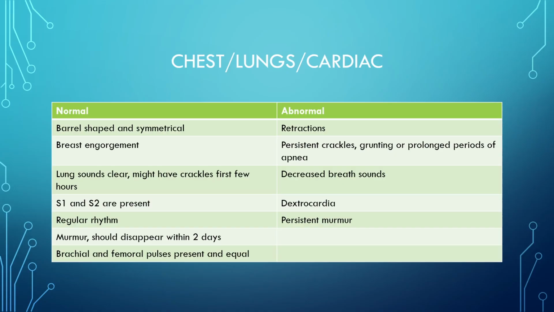Abnormal findings would be if you notice retractions when they're breathing. So you're looking at their chest, and every time they take a deep breath, the chest kind of sinks in a little bit. Maybe you see the rib cage or something like that. Persistent crackles that don't go away, grunting. So that's a noise that you hear when they breathe. Prolonged periods of apnea is abnormal. Decreased breath sounds, especially if it's on one side, that could be a sign of a pneumothorax. Dextrocardia, and then also a murmur that doesn't go away within the correct days.